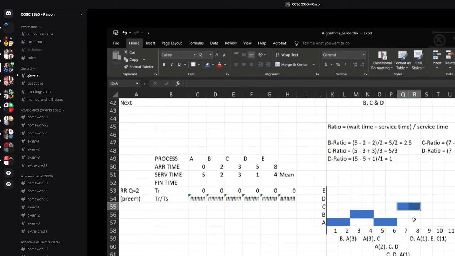Am I going too fast? I don't know if I'm going too fast because no one's saying anything, so I don't know. Someone's typing, so I'm going to give it a second.